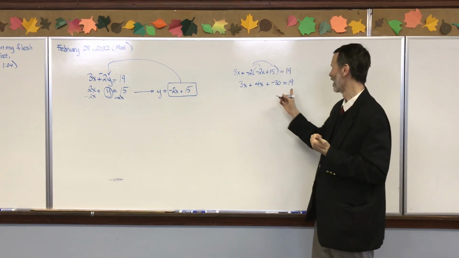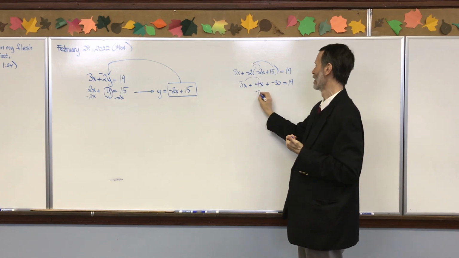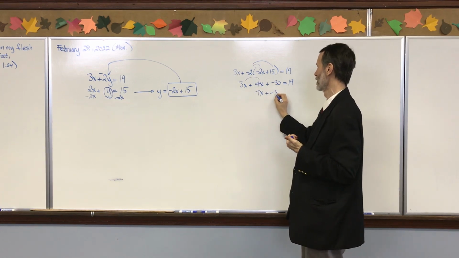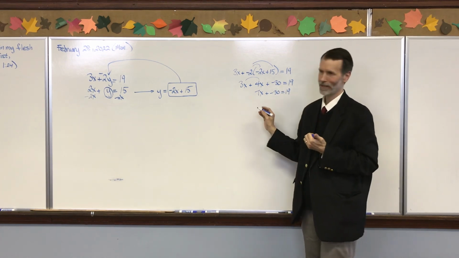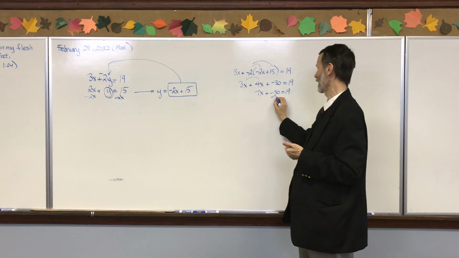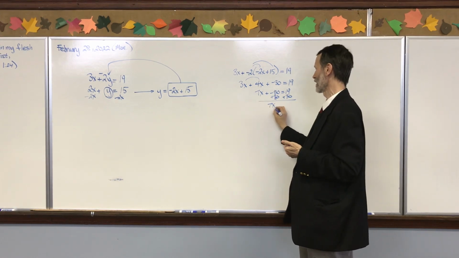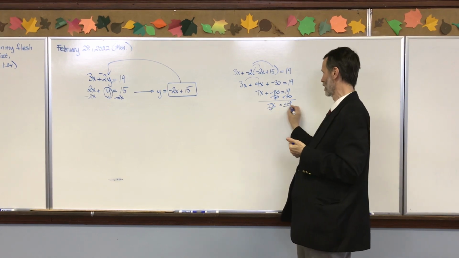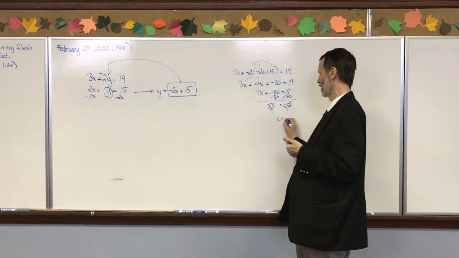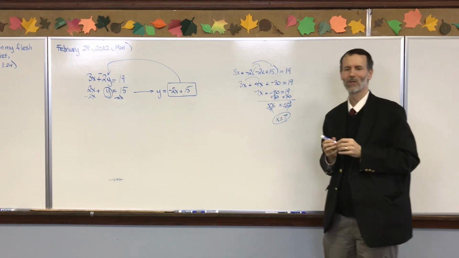Tress, take over. Right. What is that? 7x plus negative 30. Keep going. How do you get x by itself? You add 30. Okay. Good. What do you get so far? 7x equals 49. Keep going. So x equals what? 7. You got x.